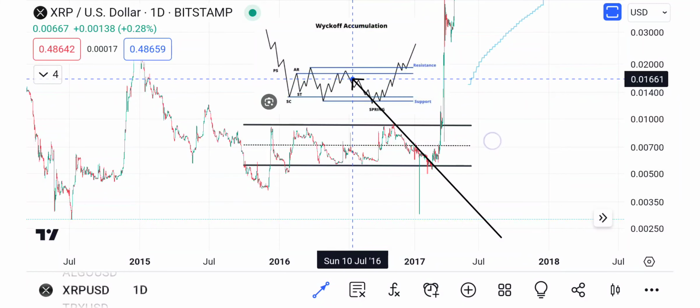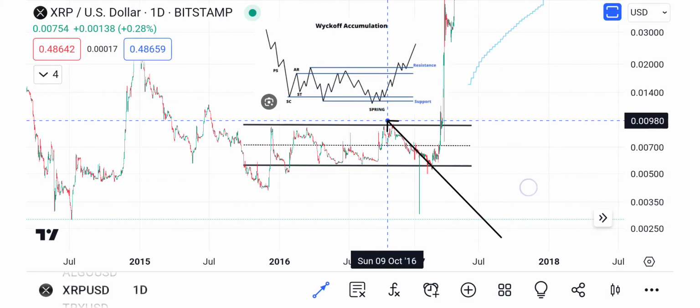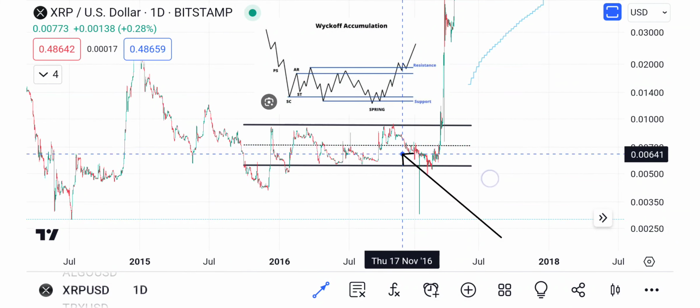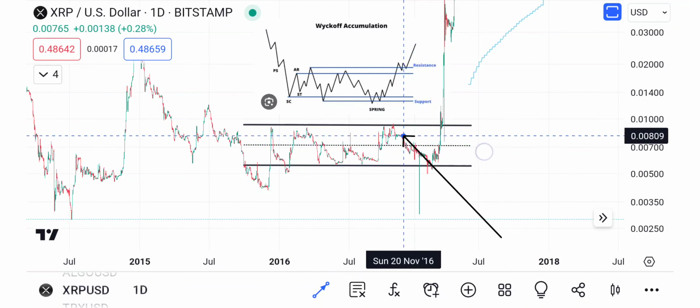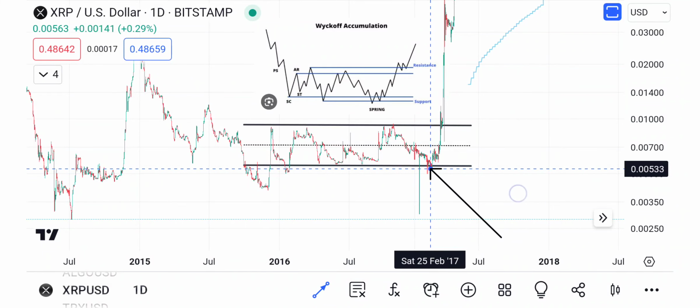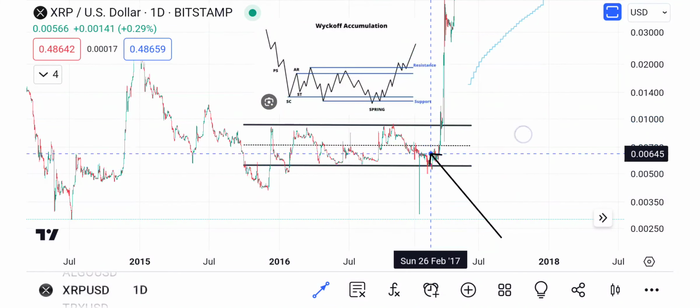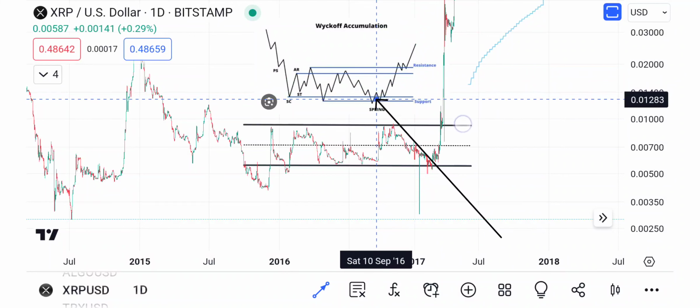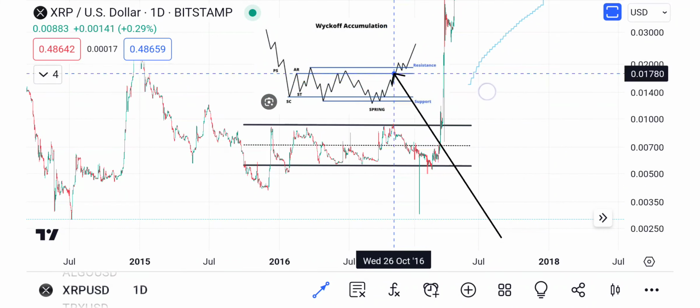So what do we see here? This is the spring phase. What was happening here? Same thing. This is the spring phase. You can see it broke support right here. And then what happened? It exploded to the upside.